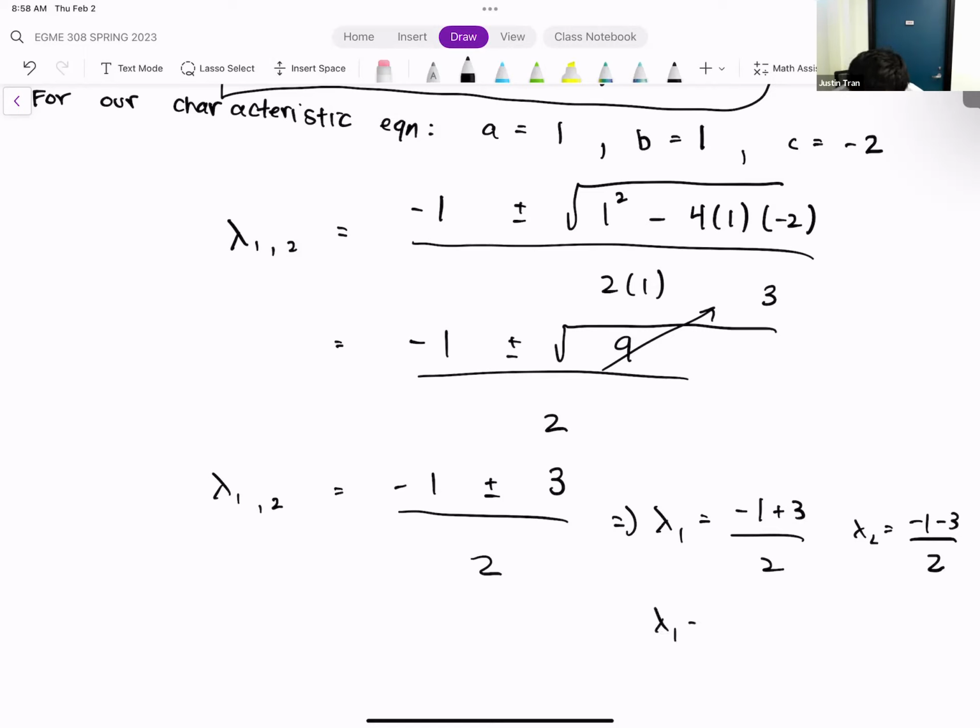We just kind of work through the algebra here. We have minus 1 plus 3 is equal to plus 2. 2 divided by 2 is 1. Okay, so lambda 1 here is 1. Lambda 2 is minus 1 minus 3, which is minus 4. Divided by 2 is minus 2. That's lambda 2.